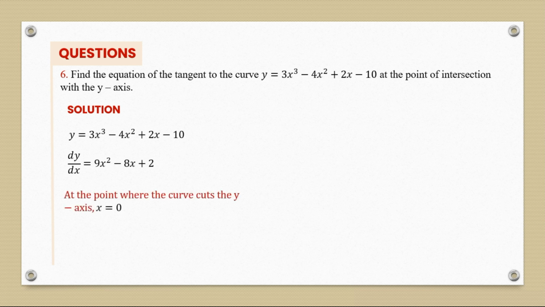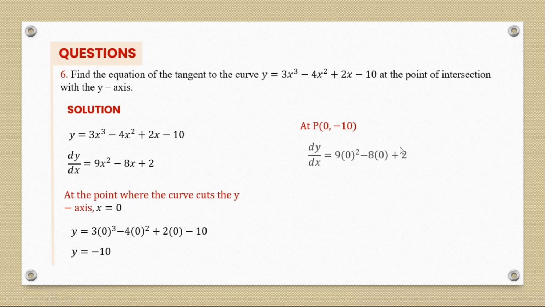So at the point where the curve cuts the y-axis, x is 0. If I plug that in, I'll have y being equal to negative 10. So now we have one point, and that is the point (0, -10). Substituting x = 0 into dy/dx, dy/dx shall be equal to 2. So that means that the gradient of the tangent, m1, shall be equal to 2.